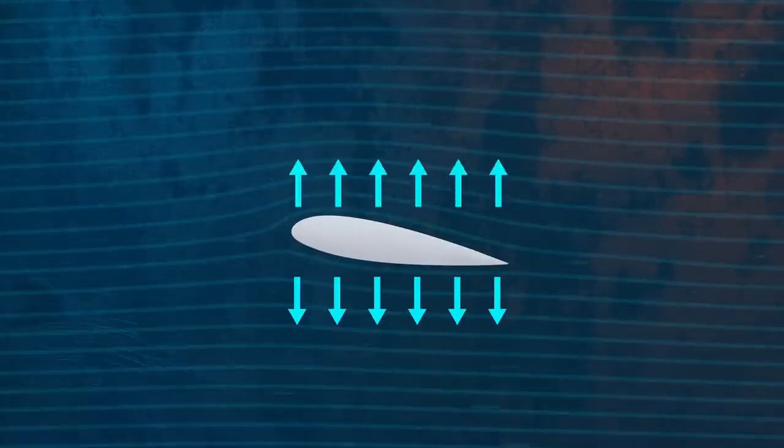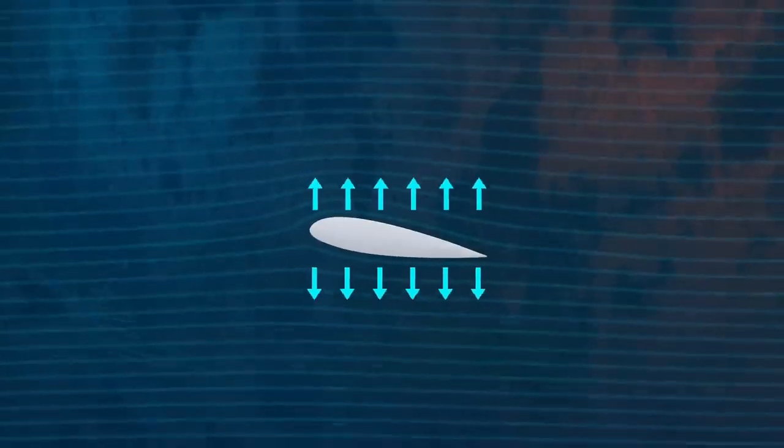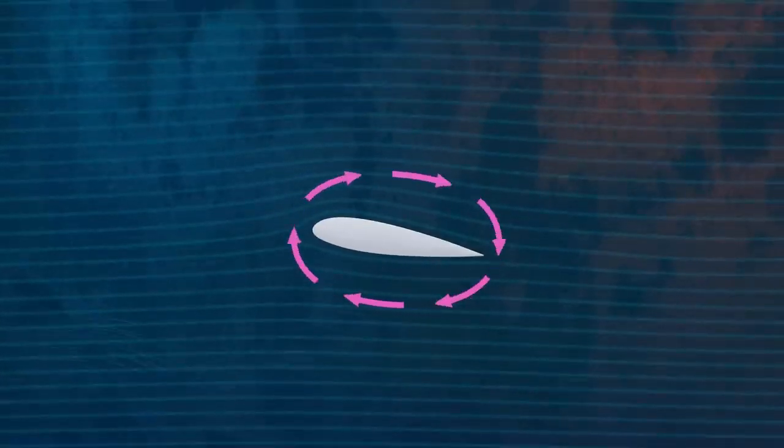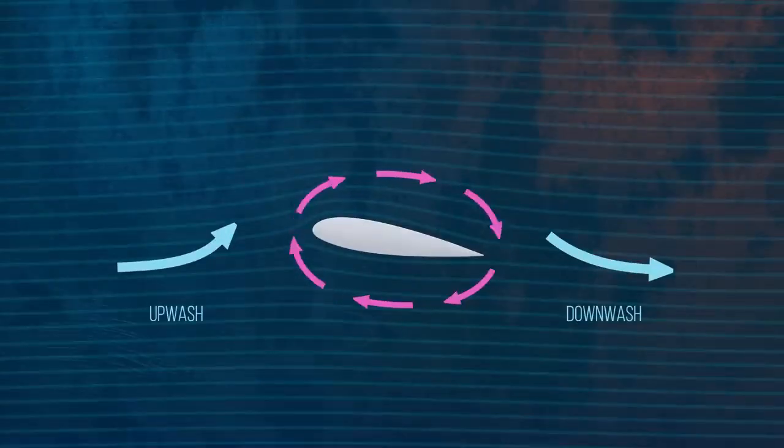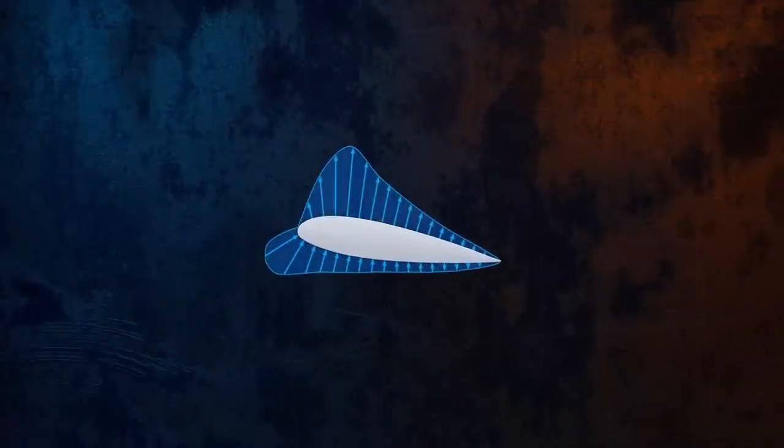In other words, an airfoil generates lift by turning the incoming air downwards. We can use the concept of circulation again, this time to explain how the upwash and downwash are created. In summary, a lift force acts on an airfoil because of the pressure distribution around it.